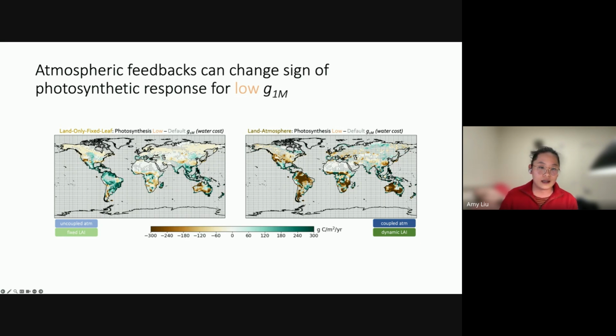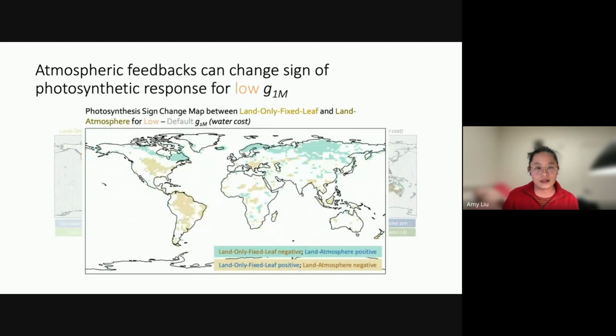And just off the bat, looking at these two maps, you can see that the spatial map coloring is quite different between the two. And I think this shows that atmospheric feedbacks can change the sign of photosynthetic response. And to really pull out the regions where that happened, we made this map showing where there's sign change between with and without atmospheric feedback. And so here, where there's color, there is a sign change in photosynthetic response, and the color is what kind of sign change between the two simulations.